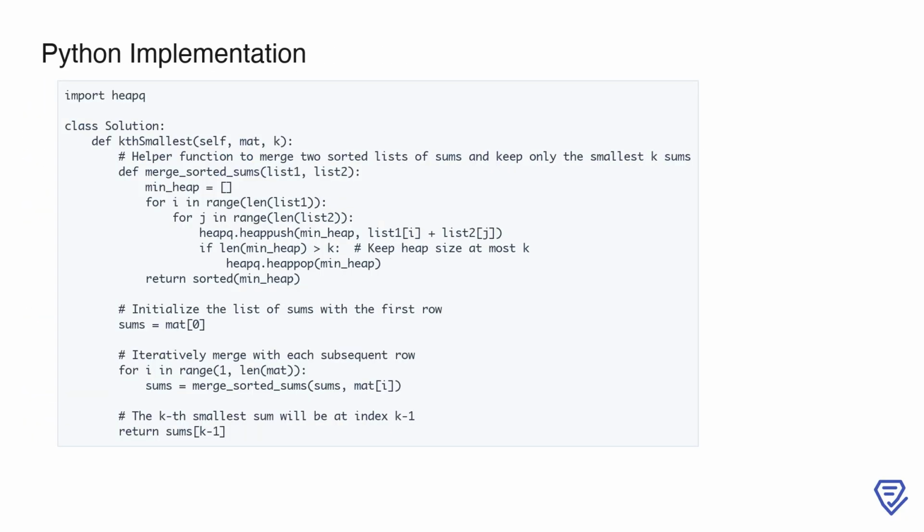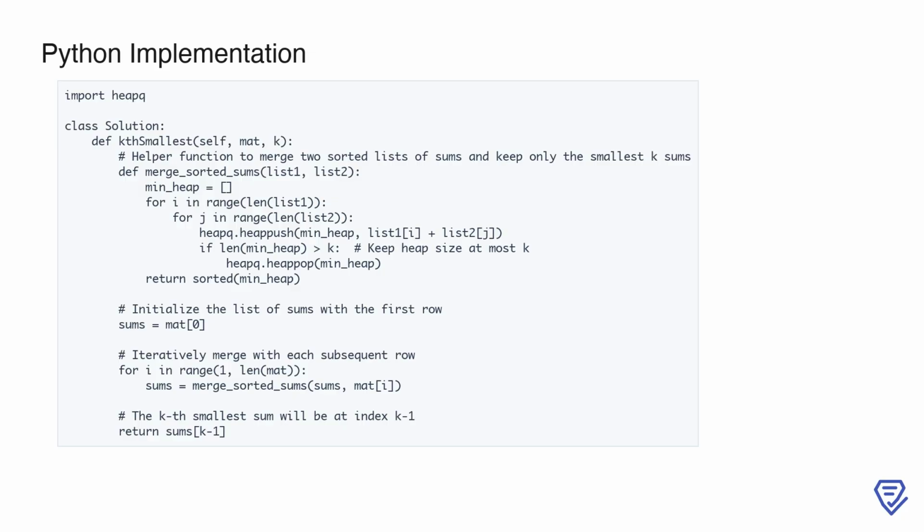This implementation solves the problem by using a heap-based approach to efficiently find the kth smallest sum of a matrix with sorted rows. Here's a detailed line-by-line explanation. 1. Imports. The heap module is imported for heap operations, which are used to efficiently manage the smallest k sums during processing. 2. Class definition. The Solution class is defined, containing the method kthSmallest to solve the problem.